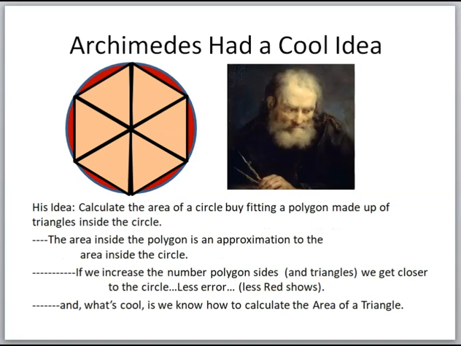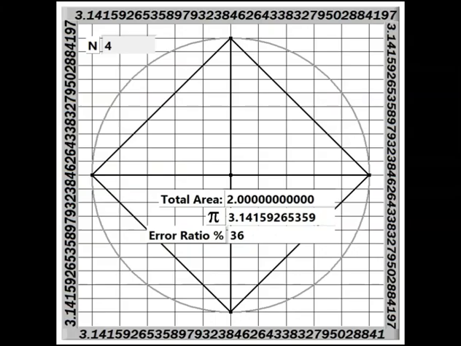This idea was invented by Archimedes in about the year 200. His idea was to approximate a circle with a polygon of n sides, and each part of the polygon was represented by a triangle. And if we increase the number of polygon sides and triangles, we get closer and closer to the circle, less error and less red shows. And what's cool is that we already know how to calculate the area of a triangle. So let's fire up our demo.